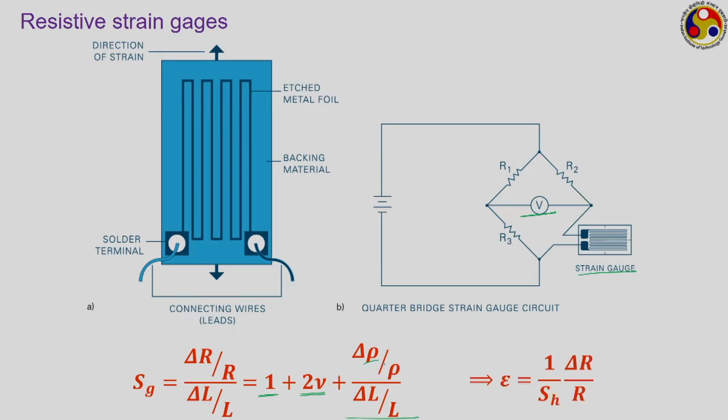So, we can rewrite this as a relation like this: epsilon is the strain, SH is the gauge factor which comes from the manufacturer commonly, and R is the initial resistance of the resistor, which again is given by the manufacturer. Therefore, epsilon is a direct function of delta R; that is, any change in delta R can always be directly related to the strain.